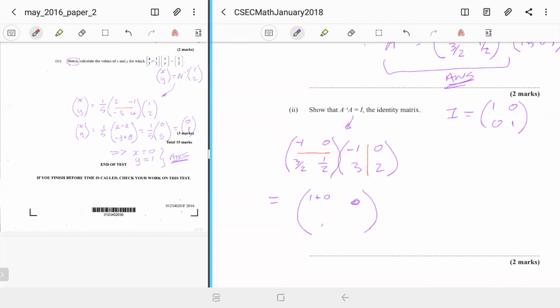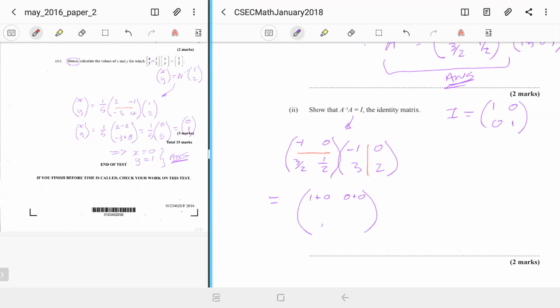And then this element here now is first row, second column. That is going to work out to be 0. It has to be 0, guys. So we'll get it now. Minus 1 times 0 is 0, and then 0 times 2 is 0. So you get 0 plus 0.